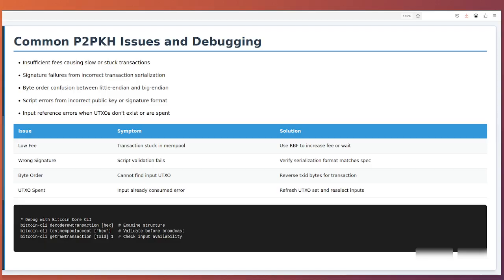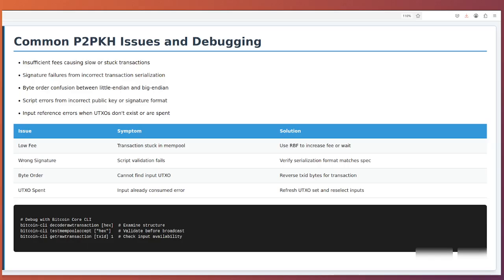Input reference errors happen when your transaction refers to outputs that do not exist. This can be because you have the wrong TXID, the wrong output index, or because the output has already been spent. Always verify that the UTXOs you are trying to spend are actually available in the UTXO set before constructing your transaction. Use block explorers or Bitcoin Core's getrawtransaction and gettxout commands to confirm output existence and unspent status. Debugging tools are essential for diagnosing these issues.